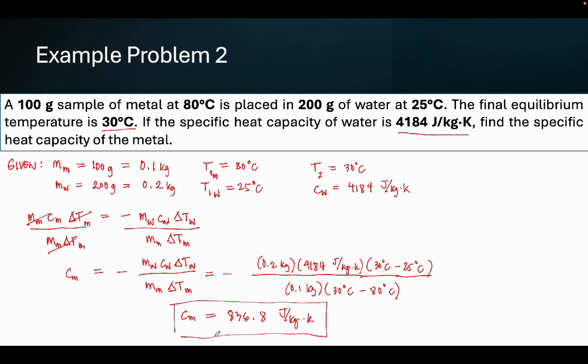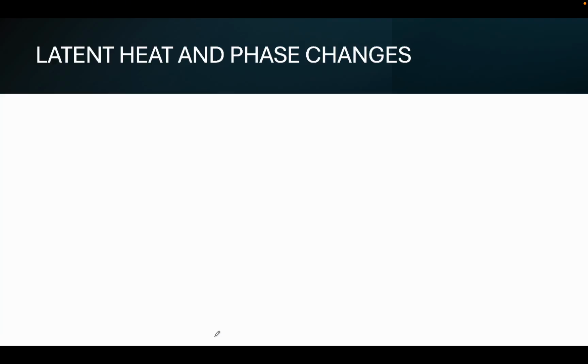So, using the heat balance equation, or the Q lost plus Q gain is equal to 0, we got the value of the specific heat of the metal again, which is equal to 836.8 joules per kilogram times Kelvin. Okay, so that's it for the calorimetry. Now, let's proceed to the latent heat and phase changes. So, we are still on the calorimetry. So, latent heat and phase changes.